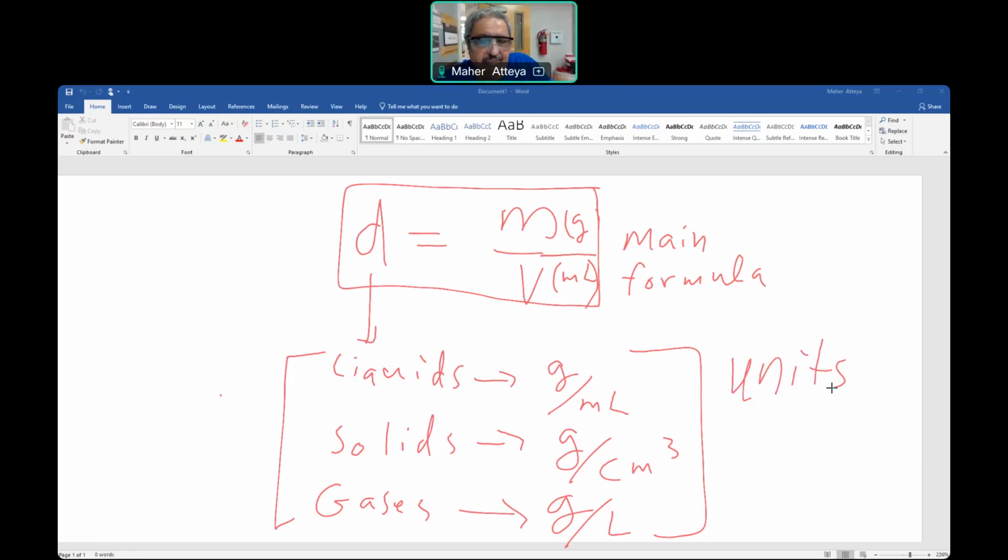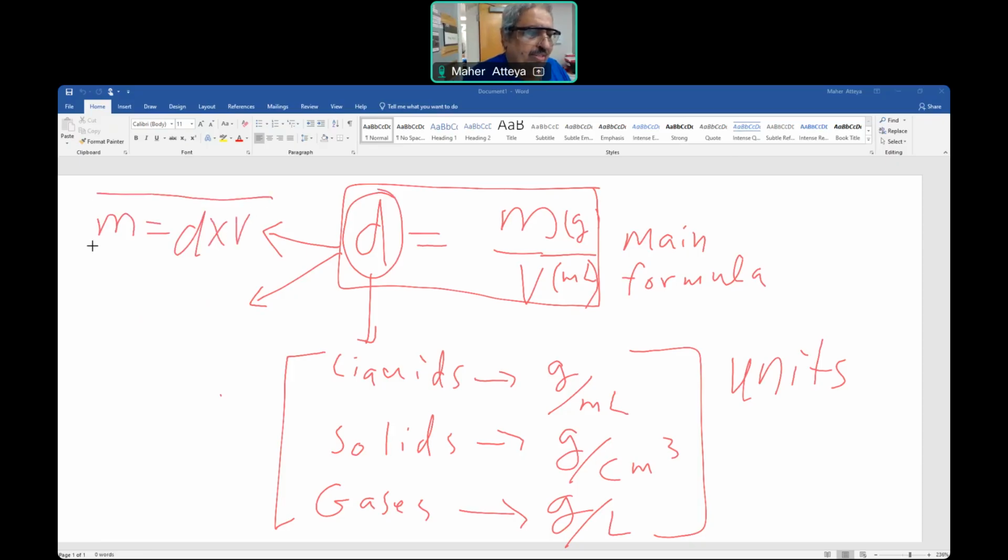Now with this formula you can make 2 sub-formulas. It's always very important to memorize the main formula, and then you can work out the sub-formulas from it. So if you have determined the density, you'll be able to determine the mass. The mass, by cross-multiplying, is density multiplied by volume. This is one of the sub-formulas. The second one is the volume itself, mass over the density.